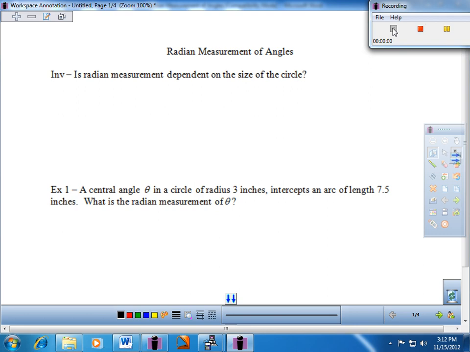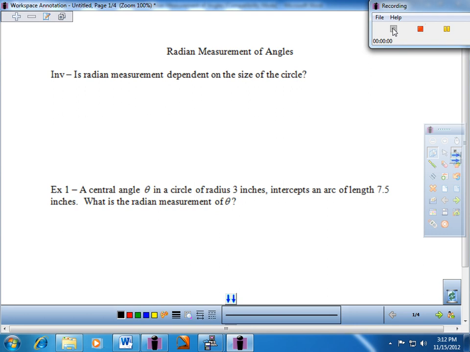So it looks like I have on your paper a little investigation to get us going. And by the way, you do need some type of flexible ruler for this. A CSAP ruler would be fine. And you also need a compass for this one as well. So those would be the two things that you'll need especially for this investigation. So make sure you have those available, and then I'll sketch a couple things in and we'll see what we can do. So it says on your paper, is radian measurement dependent on the size of the circle?